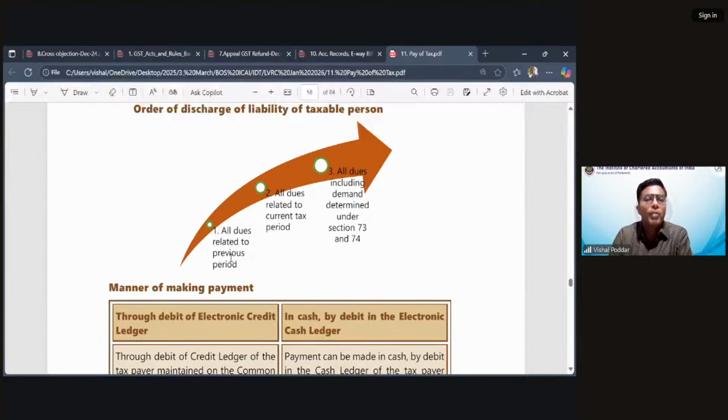Firstly, all your past dues have to be paid. Then you will come to your current dues, and thereafter the dues which are created by the department in any assessment. So firstly, you have to discharge your self-assessed liabilities of past periods. After that is completely paid off, self-assessed liabilities of your current period. And after that is completely paid off, liabilities created by the department when they have done their assessment. So this is the compulsory sequence in which you have to discharge your output liability.